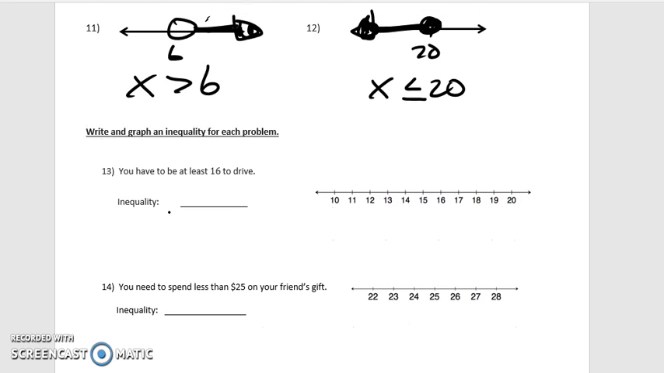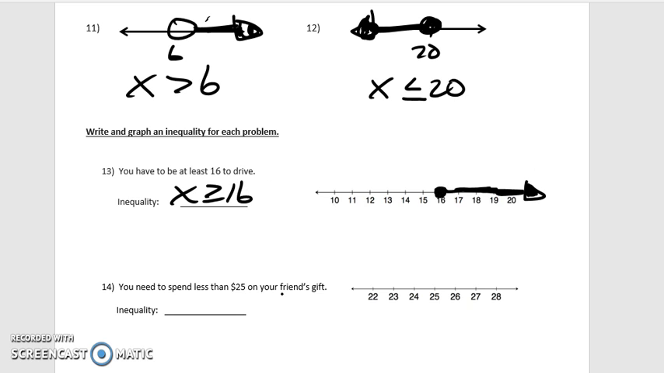So you have to be at least 16 to drive. So at least 16. Can you be 16? Yes, I can, but that's the smallest amount I can be. So I need numbers that are bigger than 16 or equal to it. So x is greater than or equal to 16. Again, I can be it, so that's why I darken it in.